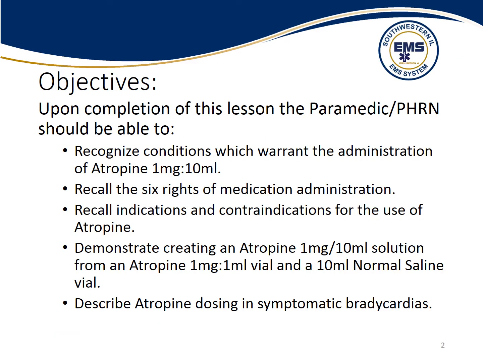The purpose of this training is to educate paramedics and PHRNs on how to make an atropine 1 milligram in 10 milliliter solution from a vial of atropine 1 milligram in 1 milliliter and a 10 milliliter vial of normal saline when the pre-filled atropine 1 milligram in 10 milliliter syringe is not available for use. Upon completion of this lesson, the paramedic and PHRN should be able to recognize conditions which warrant the administration of atropine 1 milligram in 10 milliliters.